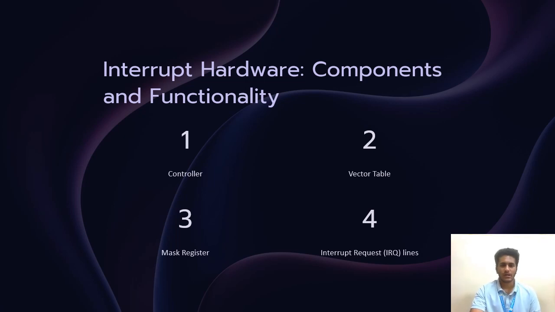Coming to the interrupt hardware, the components and the functionality of the interrupt hardware. The first and foremost is the controller, and then the next is a vector table and mask register, as well as the interrupt request lines. Interrupt request lines are nothing but the lines which are connected to the devices as well as the central processing unit, which may be continuously sending data to each other.